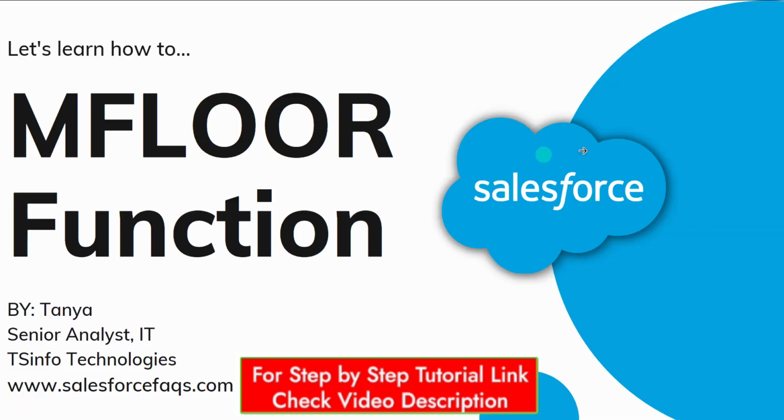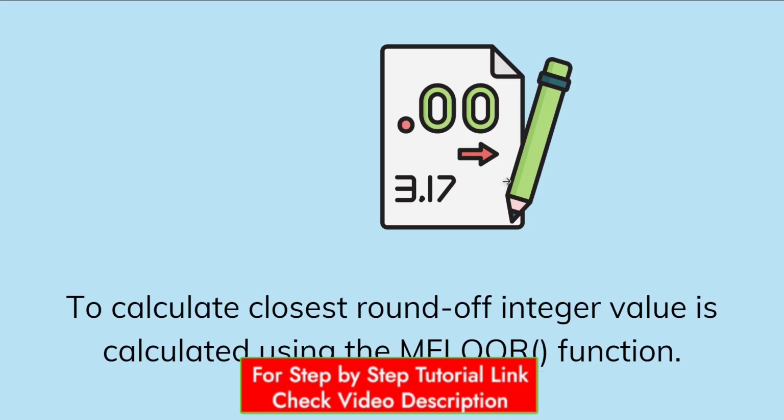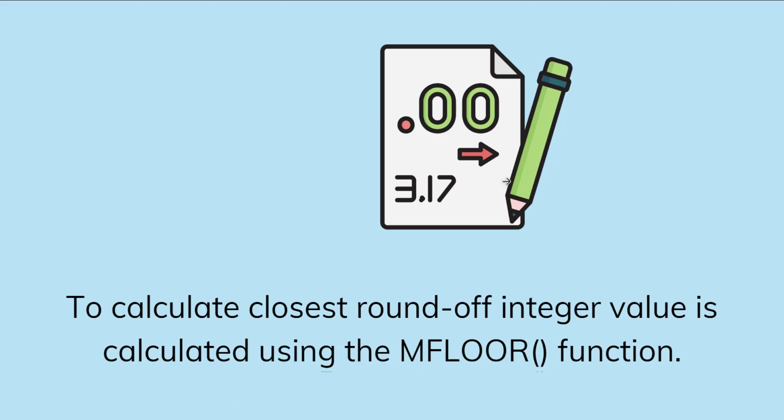So let's first understand this function. What do we mean by the MFLOOR function? First of all, it is one of the mathematical functions in Salesforce, and this function is used to calculate the numerical value in digits, or you can say the closest rounded value. It basically gives you the closest rounded integer value, and if the numerical value is negative, it rounds away from zero.